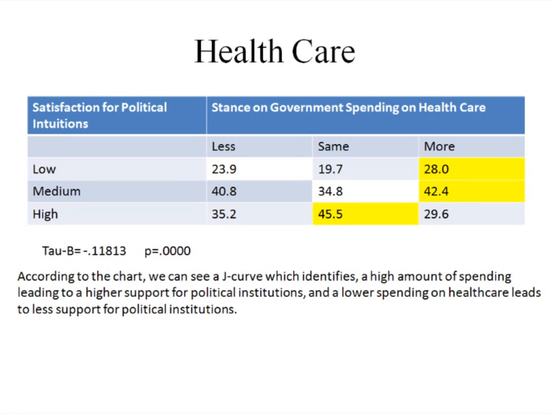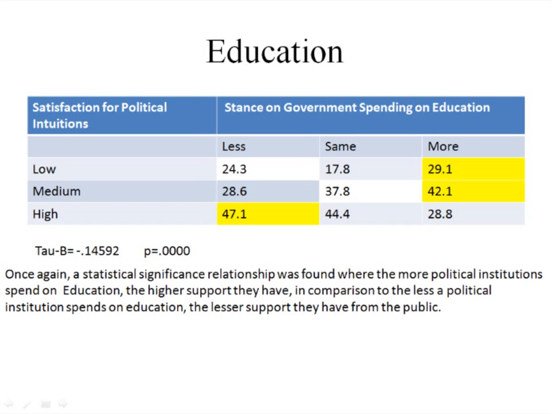According to the chart, we can see a J-curve which identifies a high amount of spending leading to a higher support for political institutions, and a lower spending on healthcare leads to less support for political institutions. Finally, on our third variable, education, once again we see a statistically significant relationship, where the more political institutions spend on education, the higher support they have. In comparison, the less a political institution spends on education, the less support they have from the public.